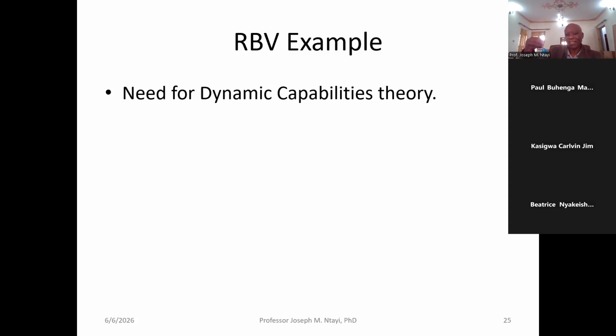But if you discover that dynamic capabilities theory alone can explain what you are trying to explain, then do not bring in the resource-based view, because it does not apply at this level. So that is one example that you can actually use.